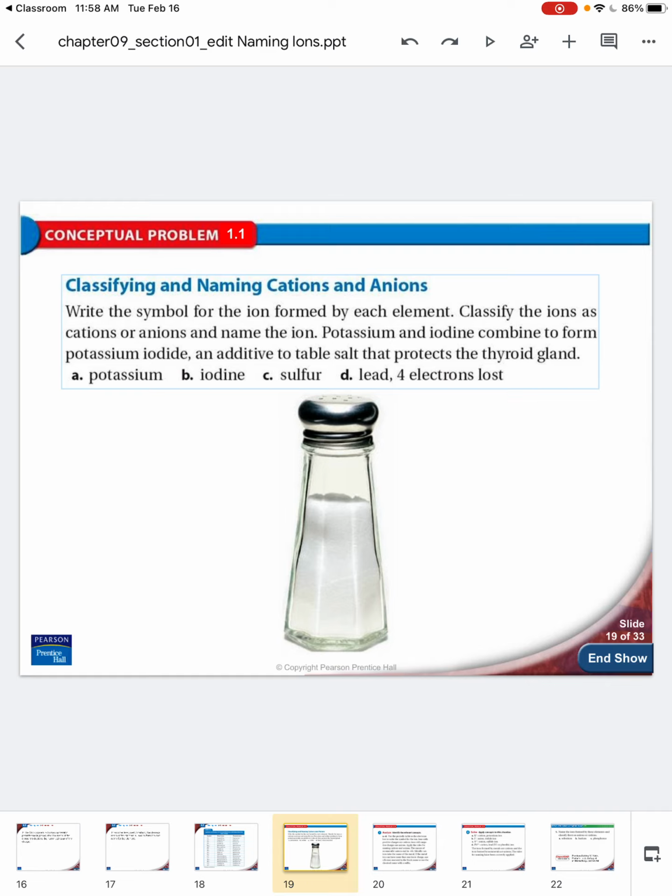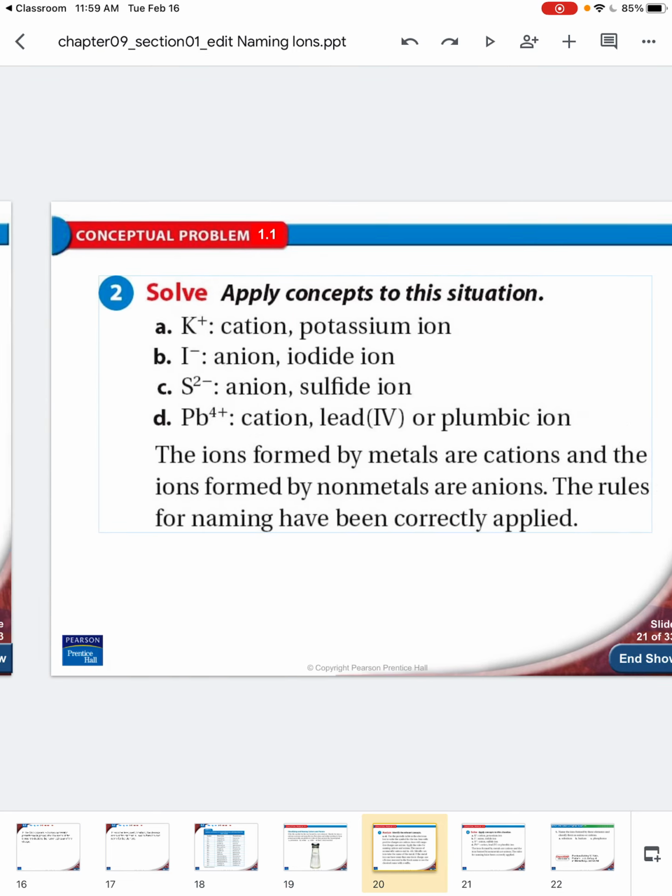For sulfur, it's group 6. It's going to pick up 2 electrons, so it's going to have a 2- or a -2 charge, and we're going to call that the sulfide ion. And lead can form several different ions, but in this case, it lost 4 electrons. That gives it a +4 charge, so that would be lead 4. It's pronounced the lead 4 ion, but it's written the lead, in parentheses, Roman numeral 4, close parentheses, ion. And we would not want to say plumbic ion anymore, because that doesn't give us the information we need.